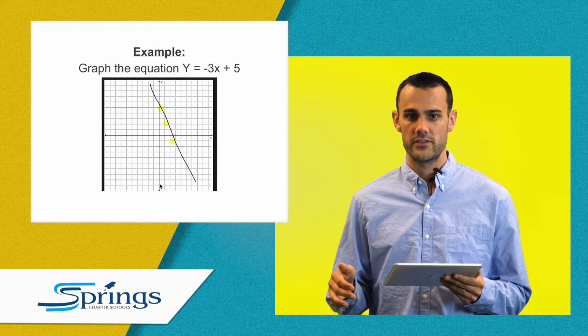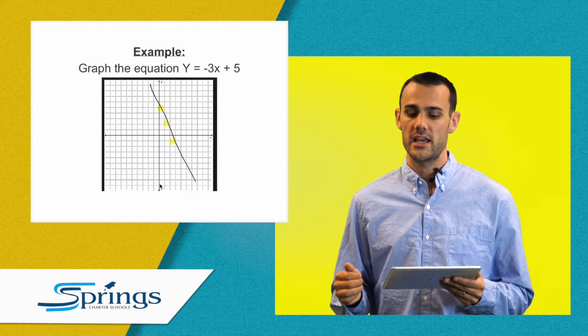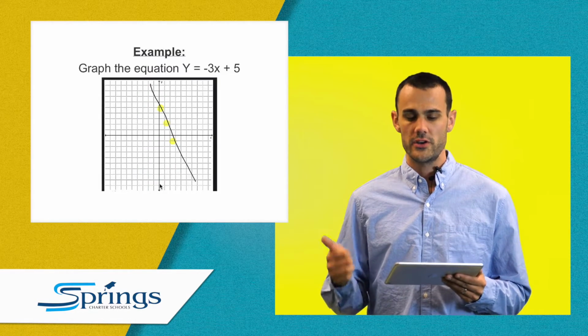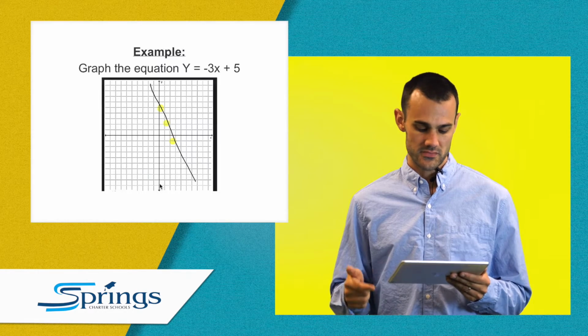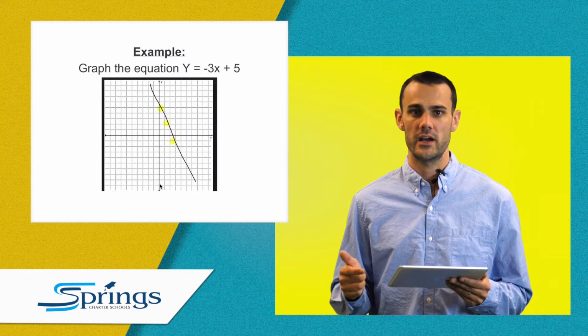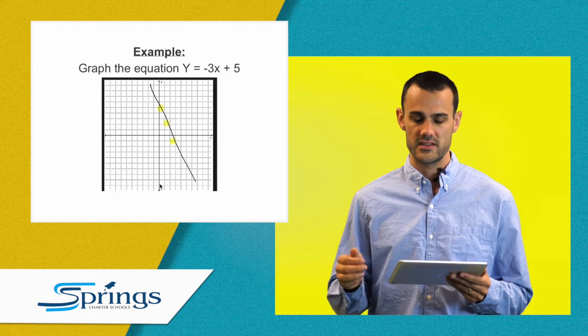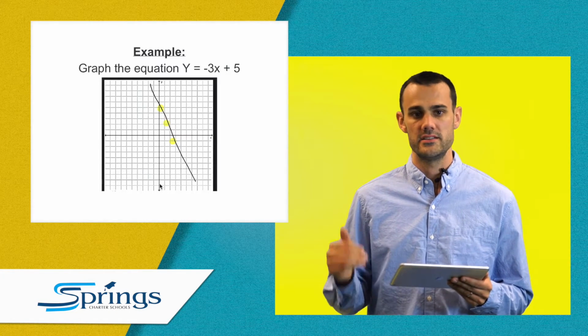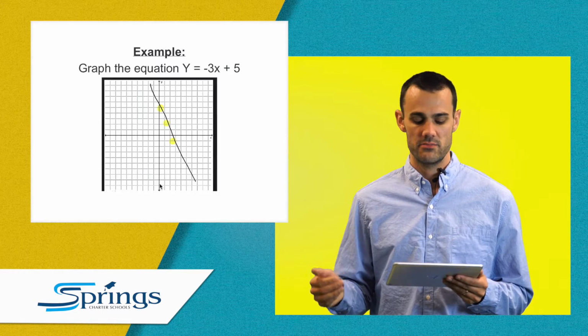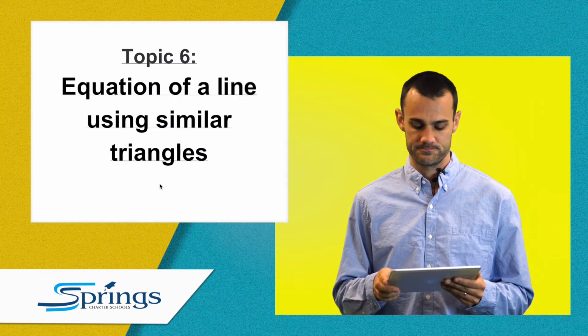Another example of graphing an equation. Y equals negative 3x plus 5. We know that the slope is negative 3, and the y-intercept is positive 5. So we went up to positive 5 on the y-axis and dropped our first dot. Since our slope is negative, we went down 3 spots and over 1 to the right, and down 3 more and over 1 more to the right before connecting our line.